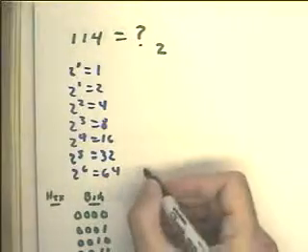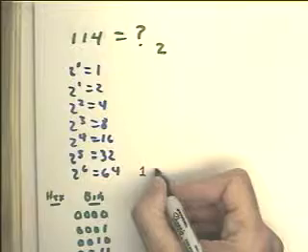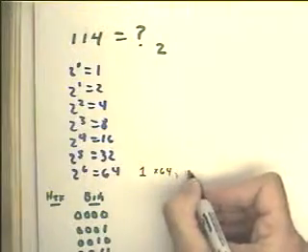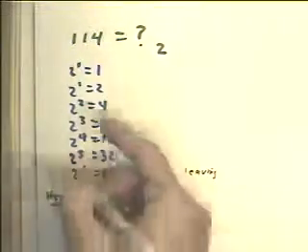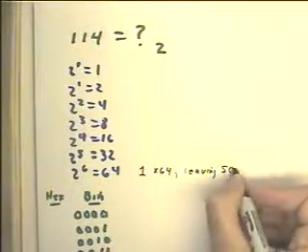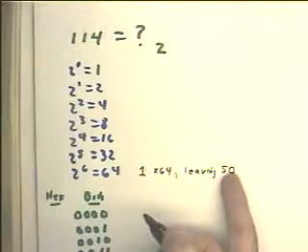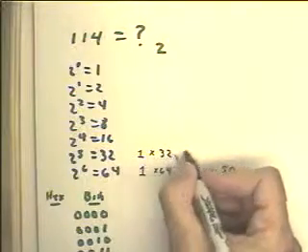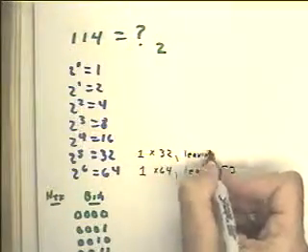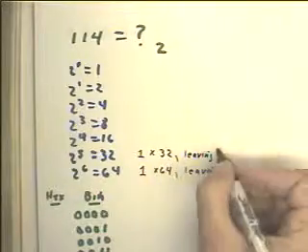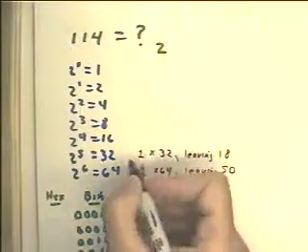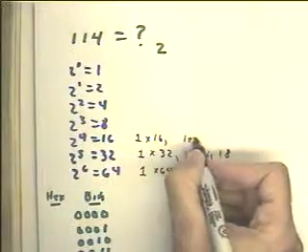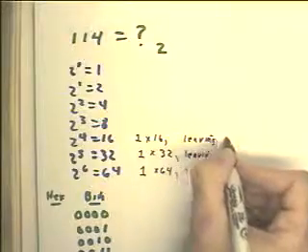We use 1, 64, leaving to get to the 114, well, we need 50 more. Now if we need 50, then we're going to use 32. Of the 50 that we need, that leaves 18. To get the 18, well, we'd better use a 16, which leaves 2.